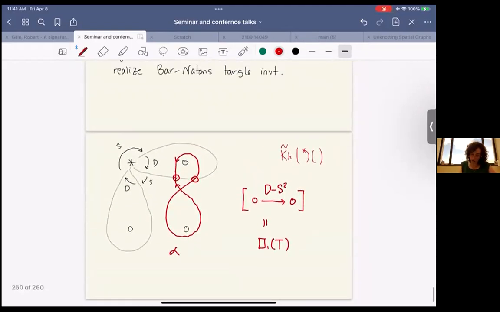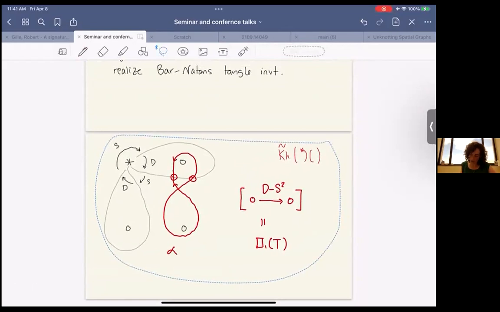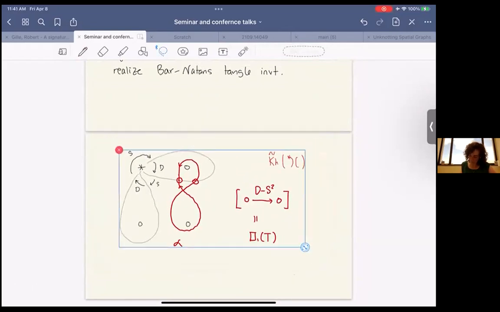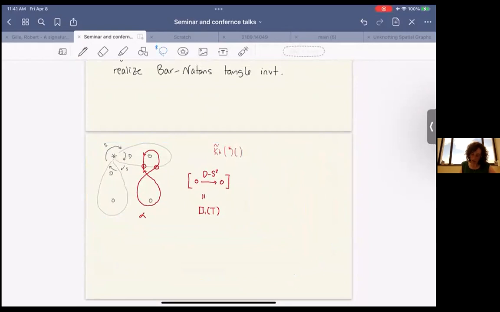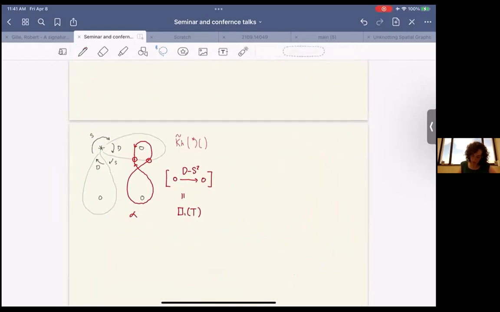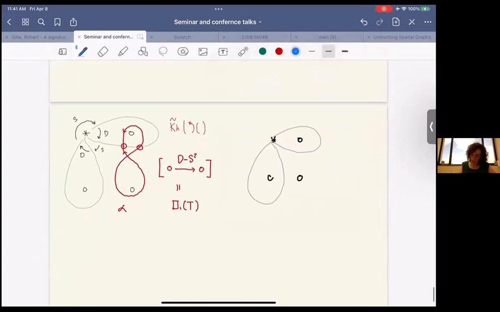We can draw another one, let's say for a three twist. There are two versions of these tangle invariants: the Khovanov tangle invariant and the Bar-Natan tangle invariant. So we'll do the Bar-Natan tangle invariant for the other one. Okay, so we again have this four punctured sphere. I'll try to draw it more quickly this time. Parameterization. And the chain complex that we're going to be realizing has more maps in it.